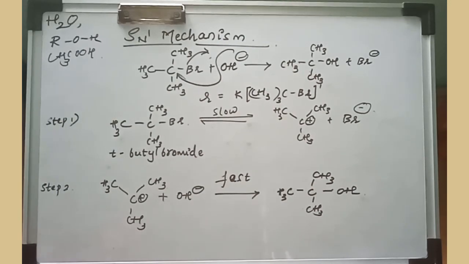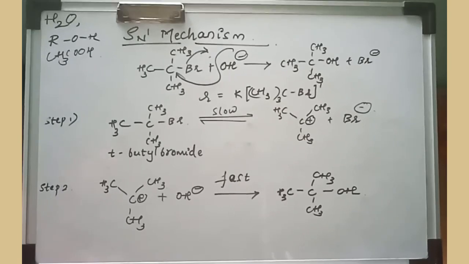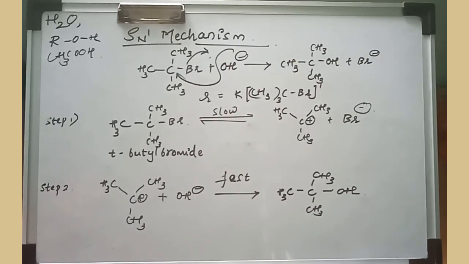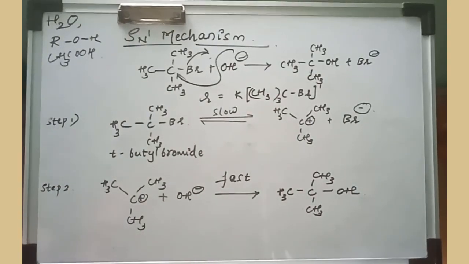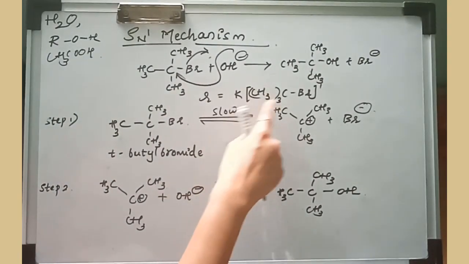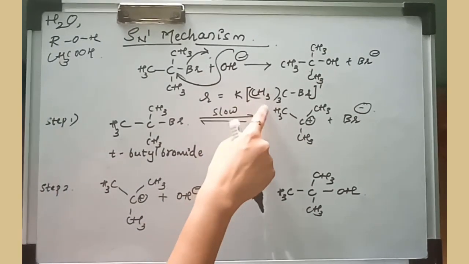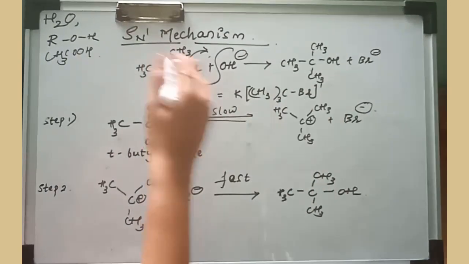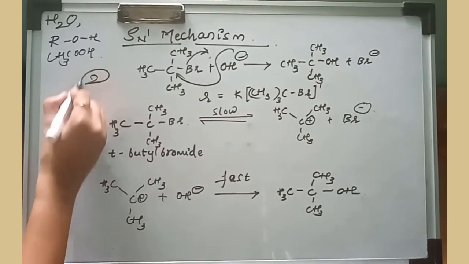As I have told you, it is a unimolecular nucleophilic substitution reaction. By the kinetics of this reaction, the rate of reaction is directly proportional to the concentration of only the alkyl halide. That means the rate is affected only by the concentration of this alkyl halide. As a result, the mechanism is a first order reaction. SN1 reaction mainly has two important steps.